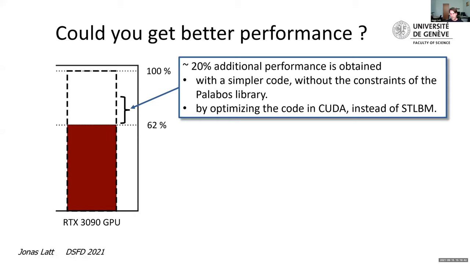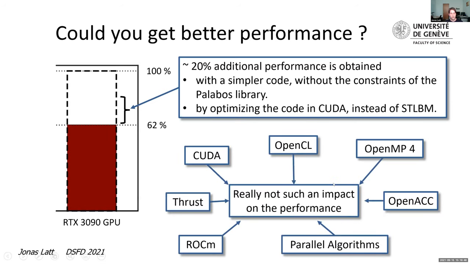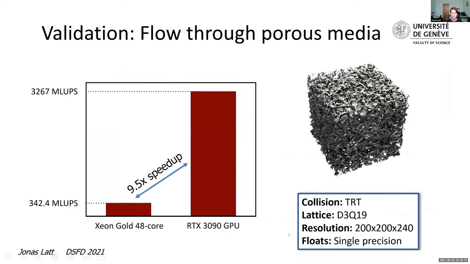And the big message is nowadays, we are really memory bound, and whatever model you use to implement your GPU code, the performance is always going to be somewhere between 60% and 80% of the peak. So it doesn't matter if you use CUDA or OpenACC or whatnot. What is important in the end is that you choose your programming approach to be convenient, to have a nice software project. And this is what I proposed today, what we did with Palabos.